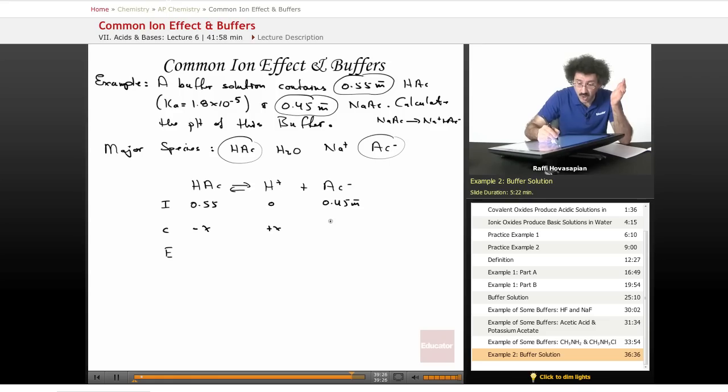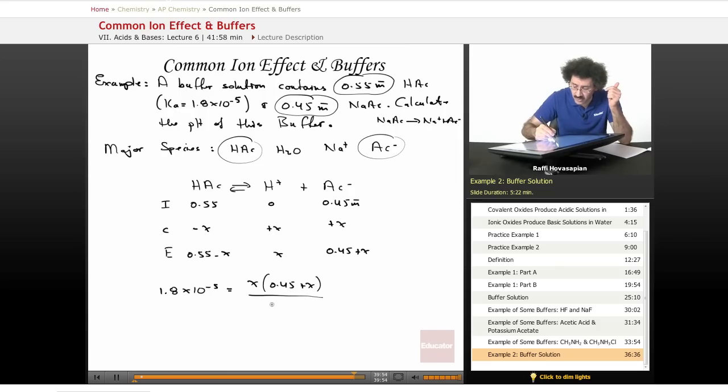Well, some of this is going to dissociate. Some of this is going to show up. So we have 0.55 minus X for HAC, X for hydrogen ion, and 0.45 plus X for acetate. Now we set it equal to the Ka. Our Ka is 1.8 times 10 to the negative 5. It's equal to the hydrogen ion concentration X times the acetate concentration, which is 0.45 plus X, divided by the HAC concentration, which is 0.55 minus X.